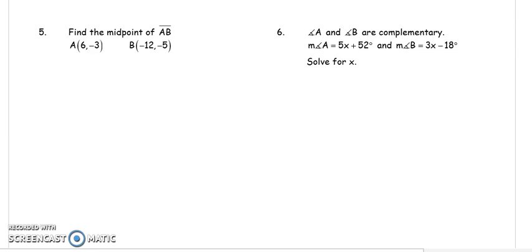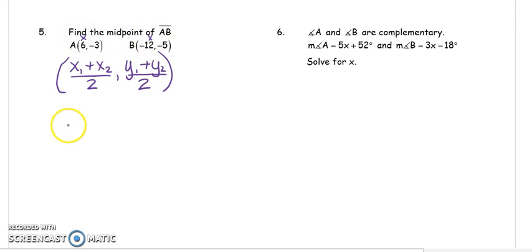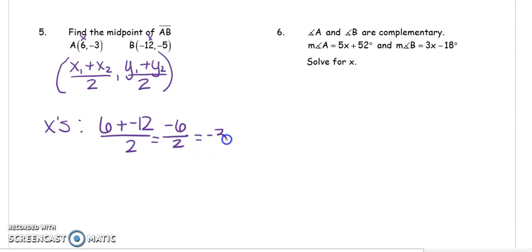Now with number 5, I want to find the midpoint. Keep in mind our midpoint formula, x1 plus x2 divided by 2, y1 plus y2 divided by 2. We're going to average the x's, so in this case 6 and negative 12, those are both my x's. We'll say 6 plus negative 12 divided by 2. That is negative 6 divided by 2, which will give me a negative 3.